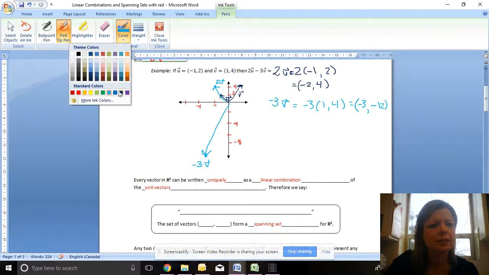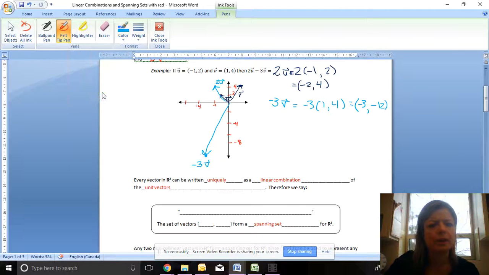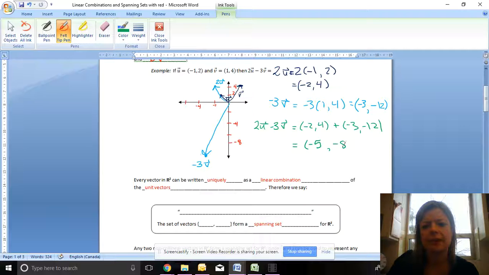So the resultant vector then, I'll do it in green, would be 2u minus 3v. So it would be -2, 4, plus -3, -12, since I already did the subtraction by making this negative. So you get -5, -8. And you'll see when plotting this, here is our resultant. So this is the linear combination set out. And you'll see that it is the diagonal of a parallelogram that could be created here.